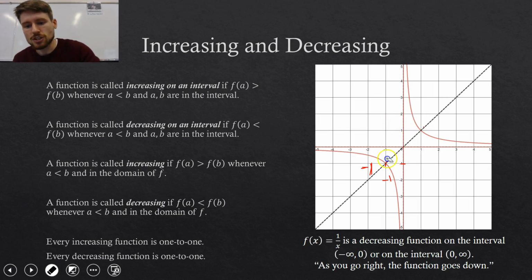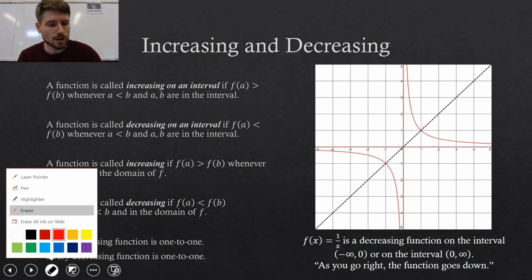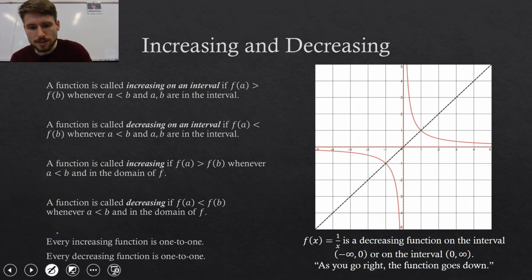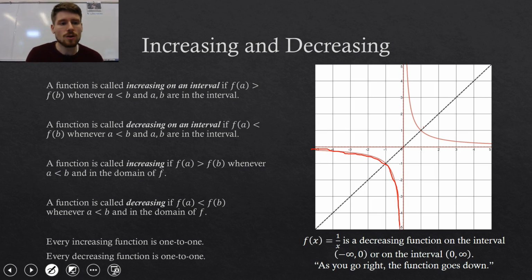But if you just look at chunks of it, say the left chunk, then you can see as you go right, you go down, you go down, you go down as you go right. So everything from -infinity to 0 is a decreasing function. So it's decreasing on that interval from -infinity to 0.